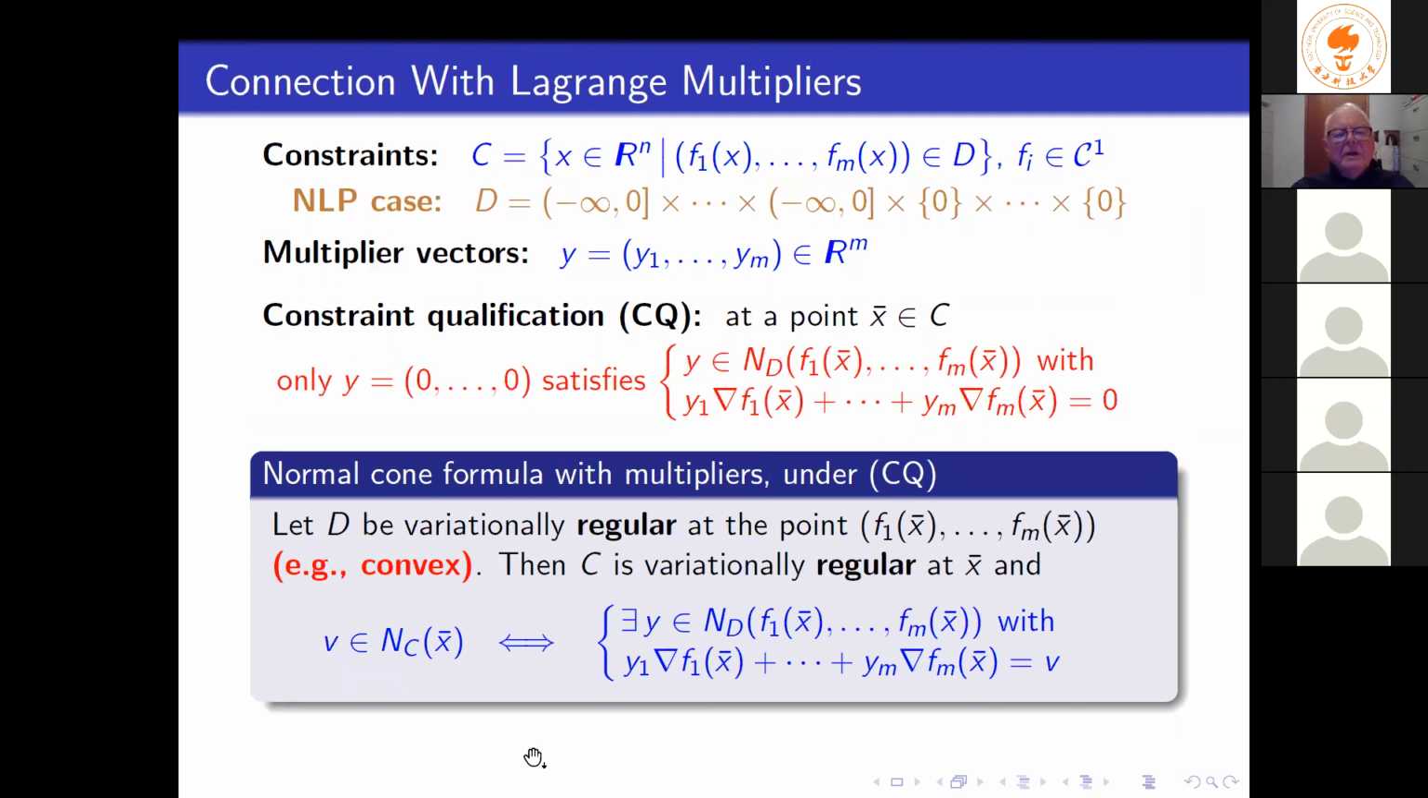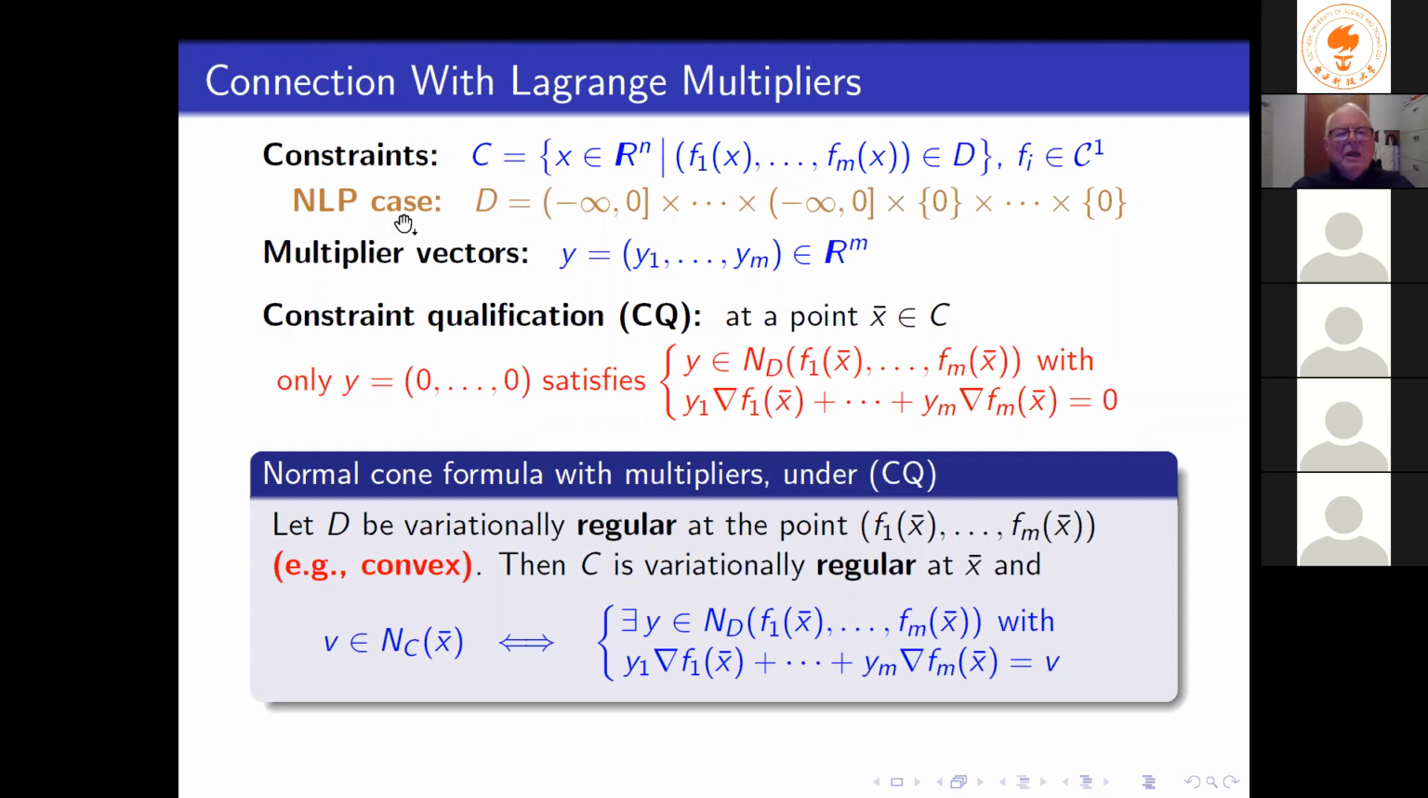And here now is how you could connect it up with Lagrange multipliers. So let's consider now that we have a set C, but look at it in a very general way. I have a set C, which is given in terms of a collection of M functions here. And I look at this vector of functions in the space R^m, and I want that vector to belong to a set D. And these are all C1 functions. When will this vector belong to a set D?